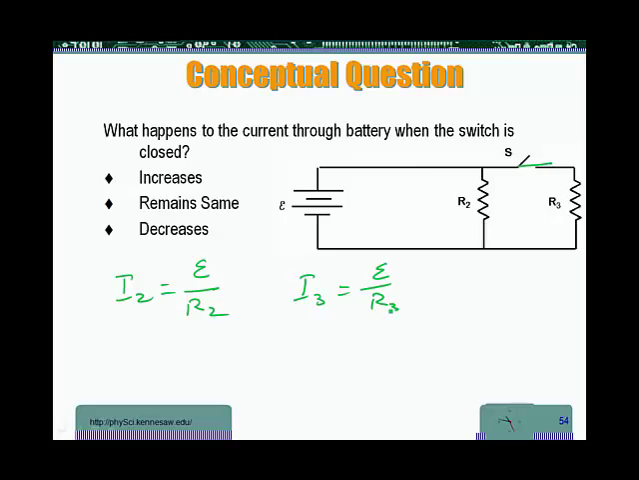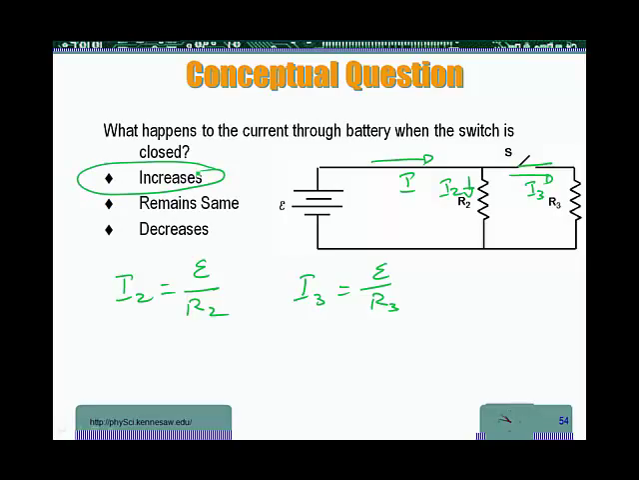So I have two currents. Where are they going to come from? From the battery. If I call this I, it is going to be divided up into I2 and I3. When I3 is 0, I2 is equal to I. But when I3 is not 0, I is going to be larger than I2. So it's going to increase. And obviously, that makes sense.